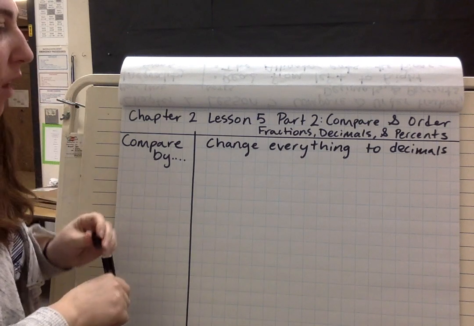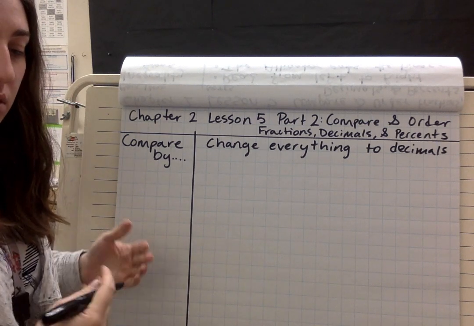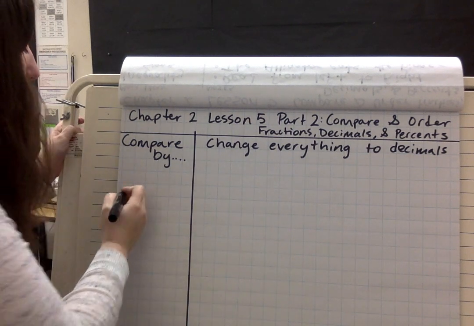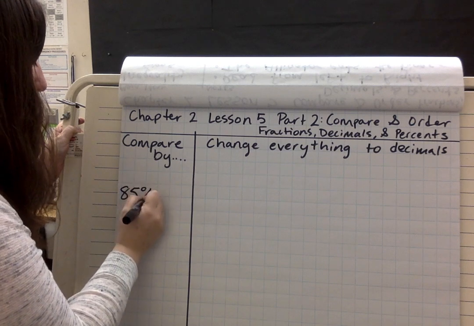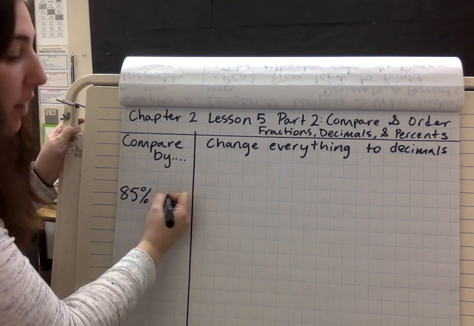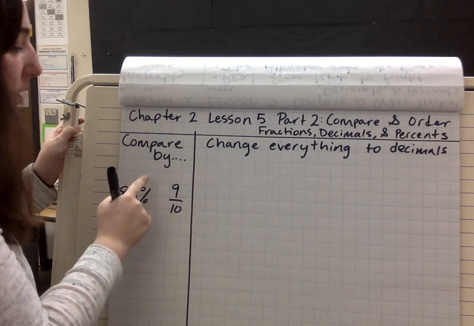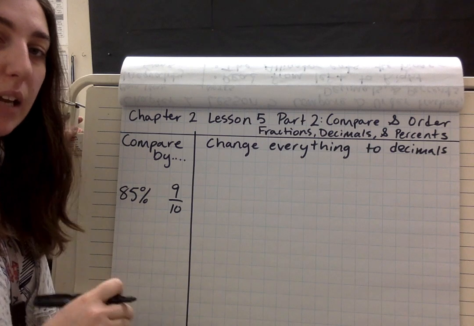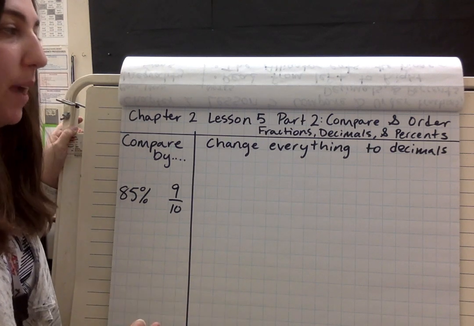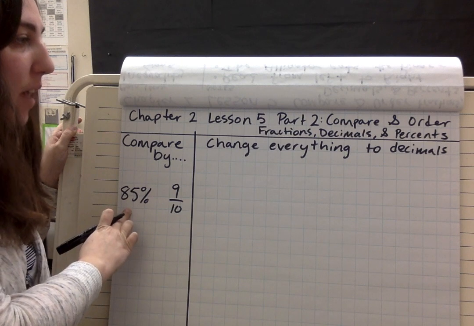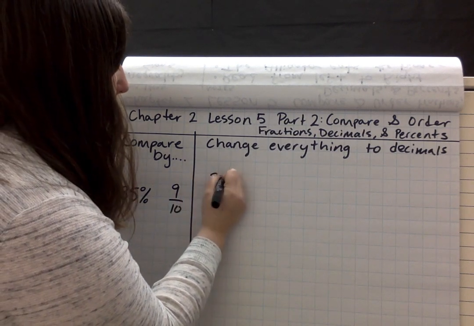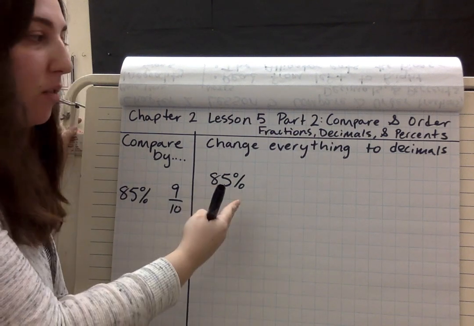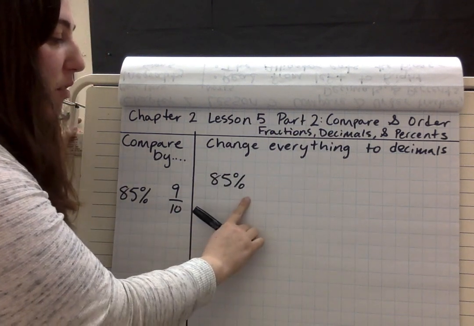Okay, so the two numbers we're going to be changing, 1 fraction and 1 percent, 85%, and then 9/10. We want to compare these two, okay, but we can't compare them how they are, so we got to change how they are so we can compare them. So 85%, I'm going to rewrite that here. We know how to change this to a decimal, okay, so that's what we're doing. We're changing everything to a decimal.